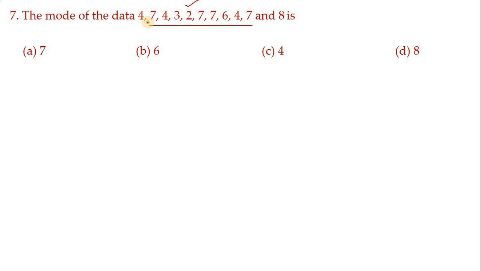See, 7 is repeating the maximum number of times: 1, 2, 3, 4 times repeated. So hence the correct option is A. So 7 is the mode because 7 repeats 4 times. Next, move to the next one, children.